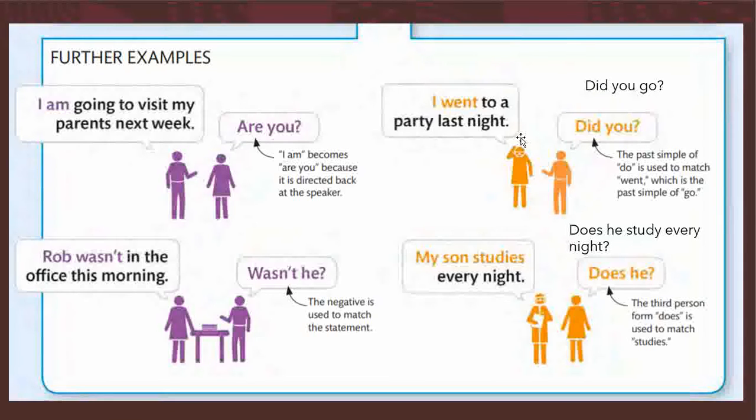You want to pose a question, did you go? Now, did you go is a complete question. So, best is to drop the extra word go and ask, did you? To be a part of the conversation. The past simple of do is used to match went, which is the past simple of go.